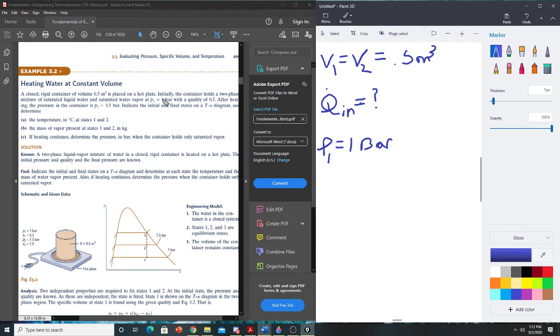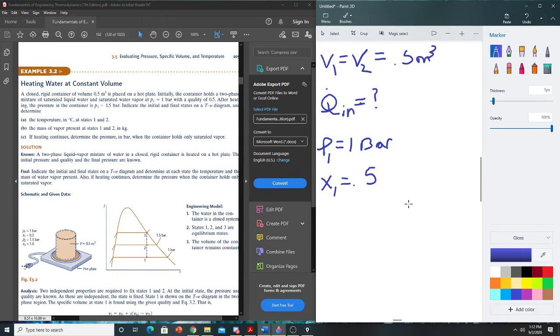So read again. It says initially the container holds a two-phase mixture of saturated liquid water and saturated vapor. So yes, we are in here. And more specifically, however, we are here. Because, although, obviously, I don't know if they give us a quality. Oh, yeah, it does. It gives us a quality of 0.5, so if you read a little longer, which I did not, you would find that x1 is equal to 0.5.